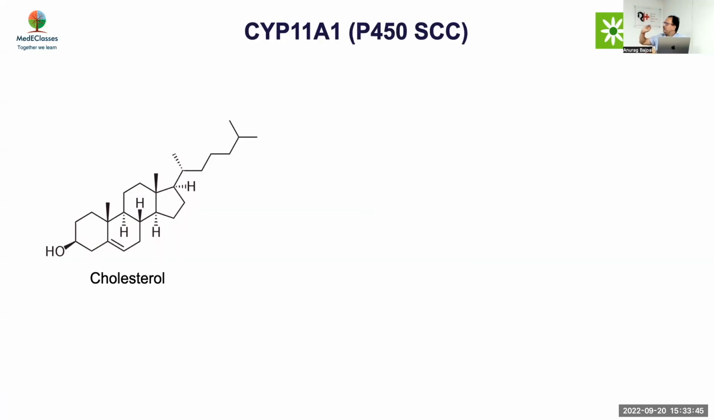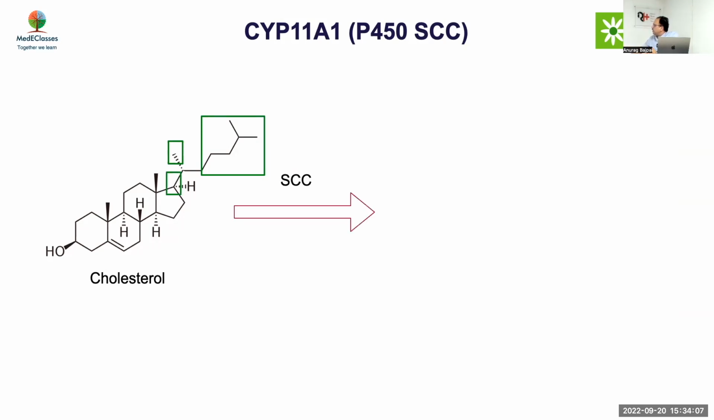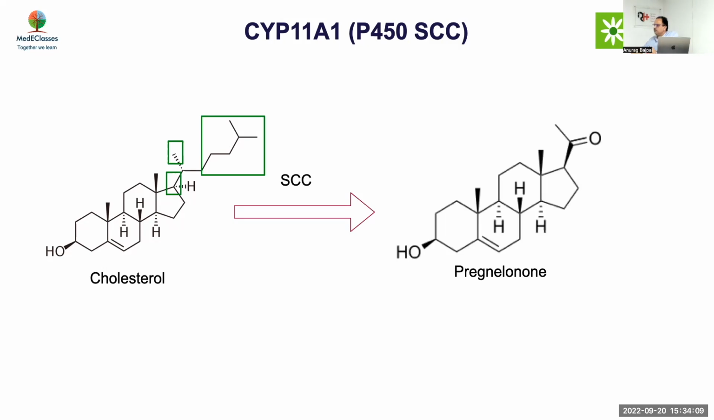In the mitochondria, the first rate limiting enzyme of steroidogenesis has now come into the picture, which is the side chain cleavage enzyme. When you say side chain cleavage, it is very simple. It will cleave the side chain. So what it will do is cleave this chain and this side chain. So it's a side chain cleavage. And from here, you will have production of the first compound, which is pregnenolone.